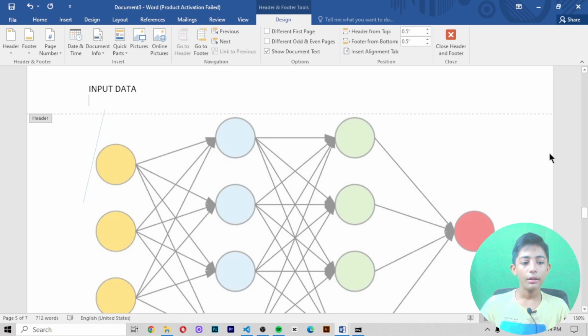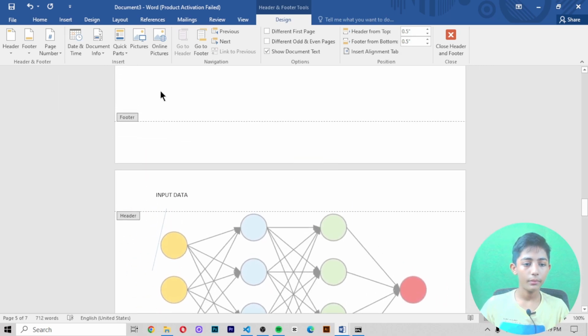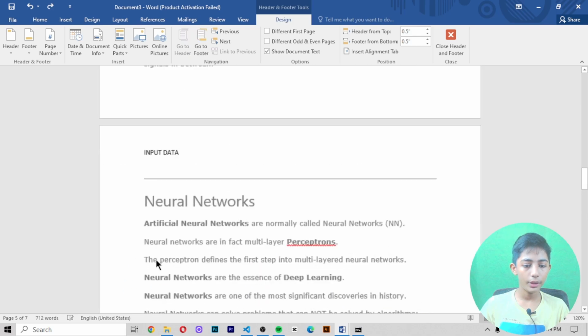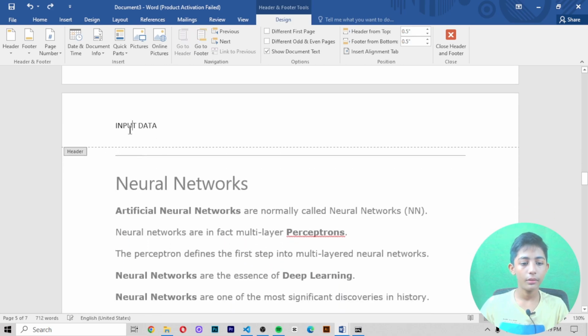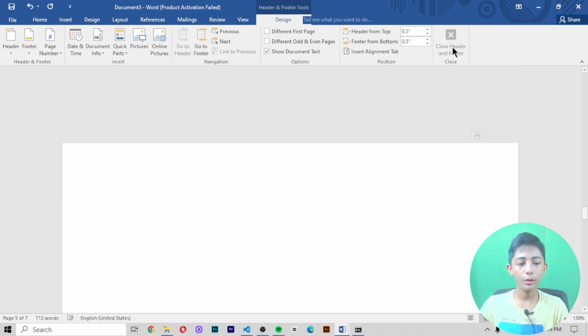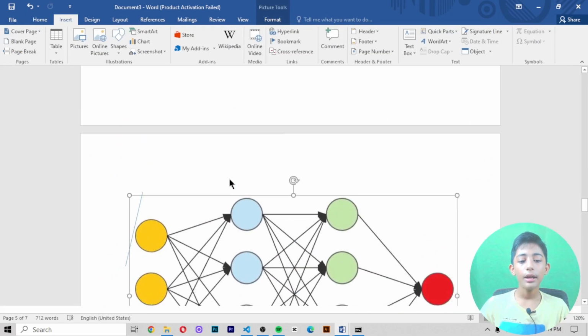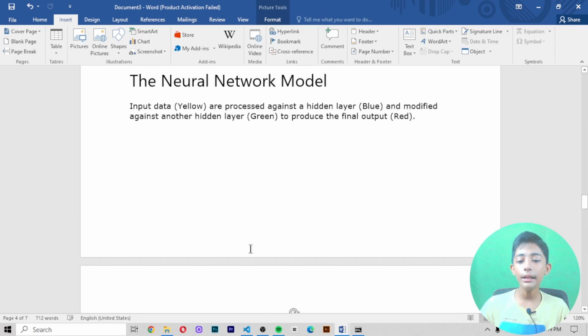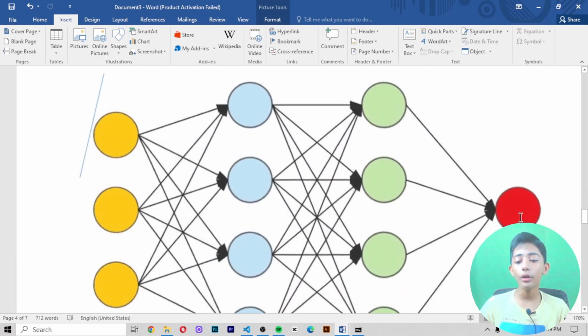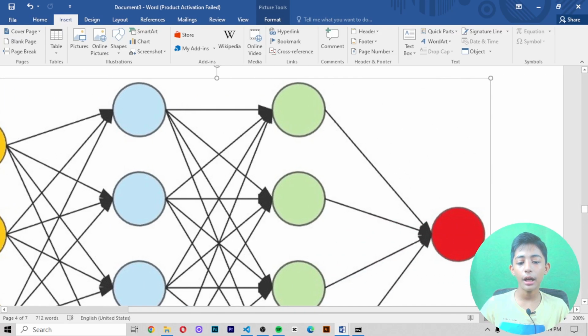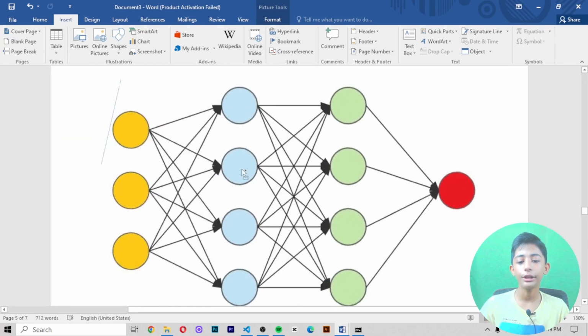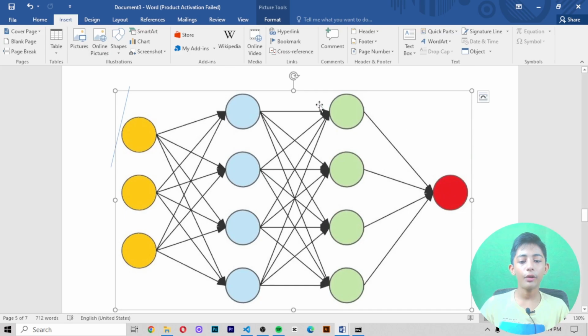Okay. The input data, then when we close it. Now, please, you must know the yellow one is input data, the blue one is a hidden layer, and the modifier again is another hidden layer, green, and then it produces the final output, red. Like you have been seeing in the last, it is producing the red. Here you can see this one diagram as we made it for you.